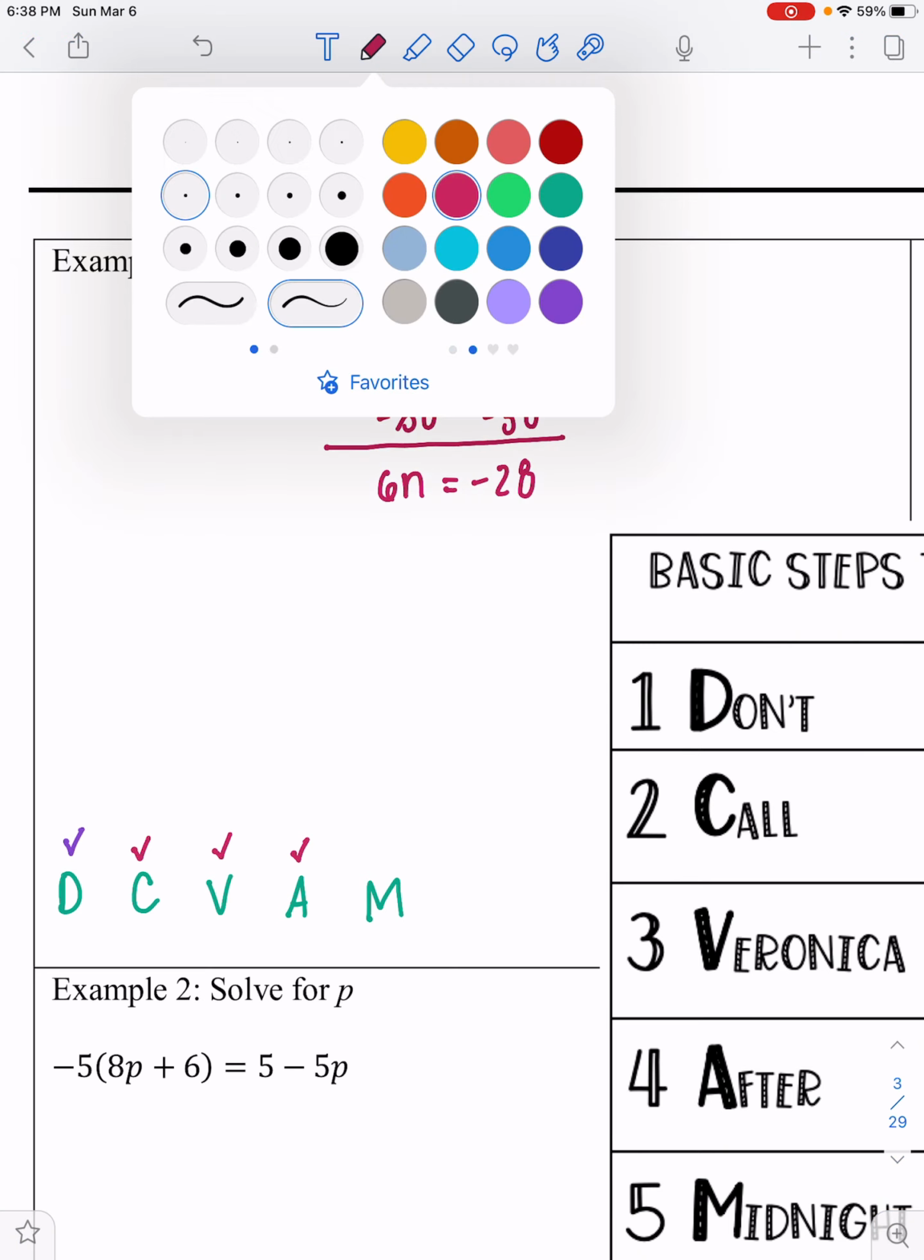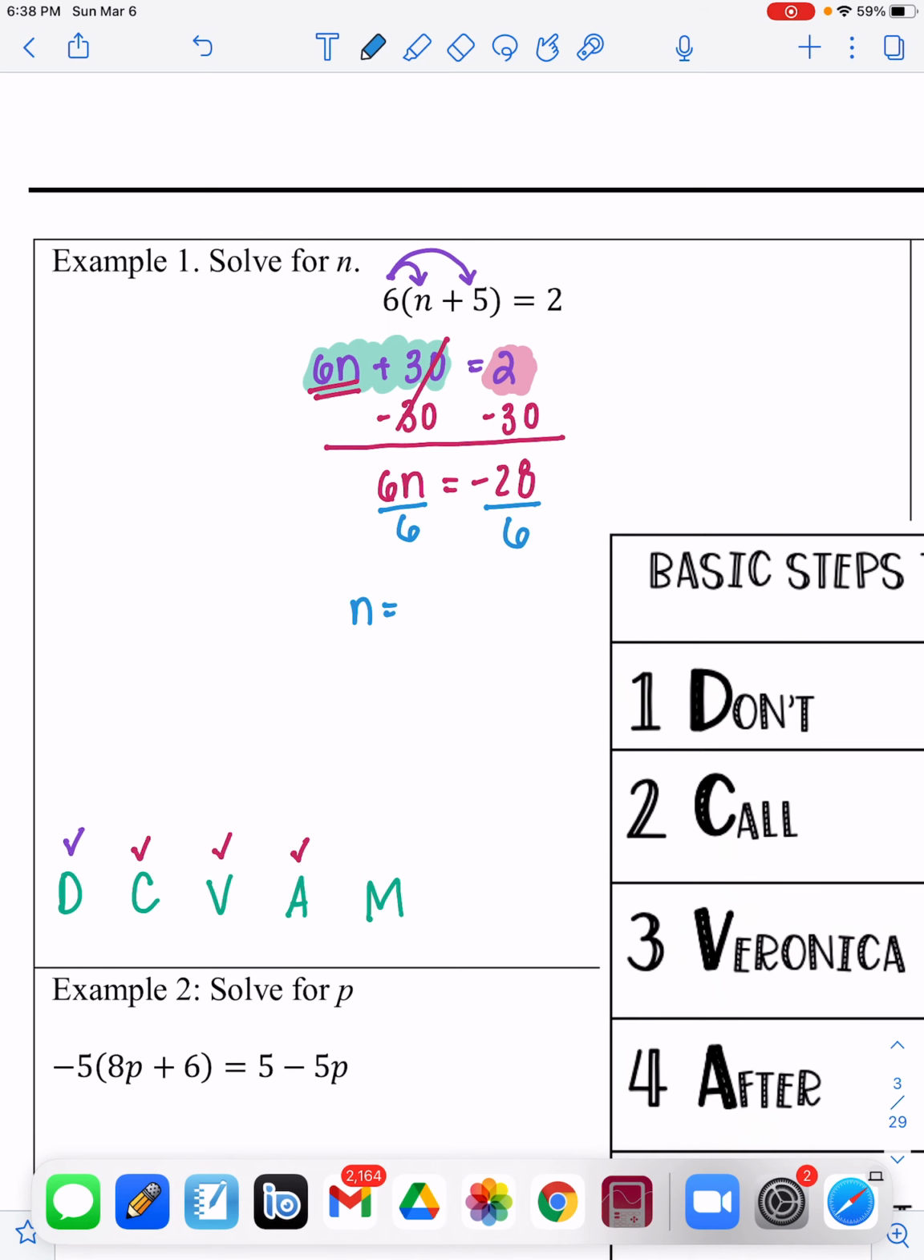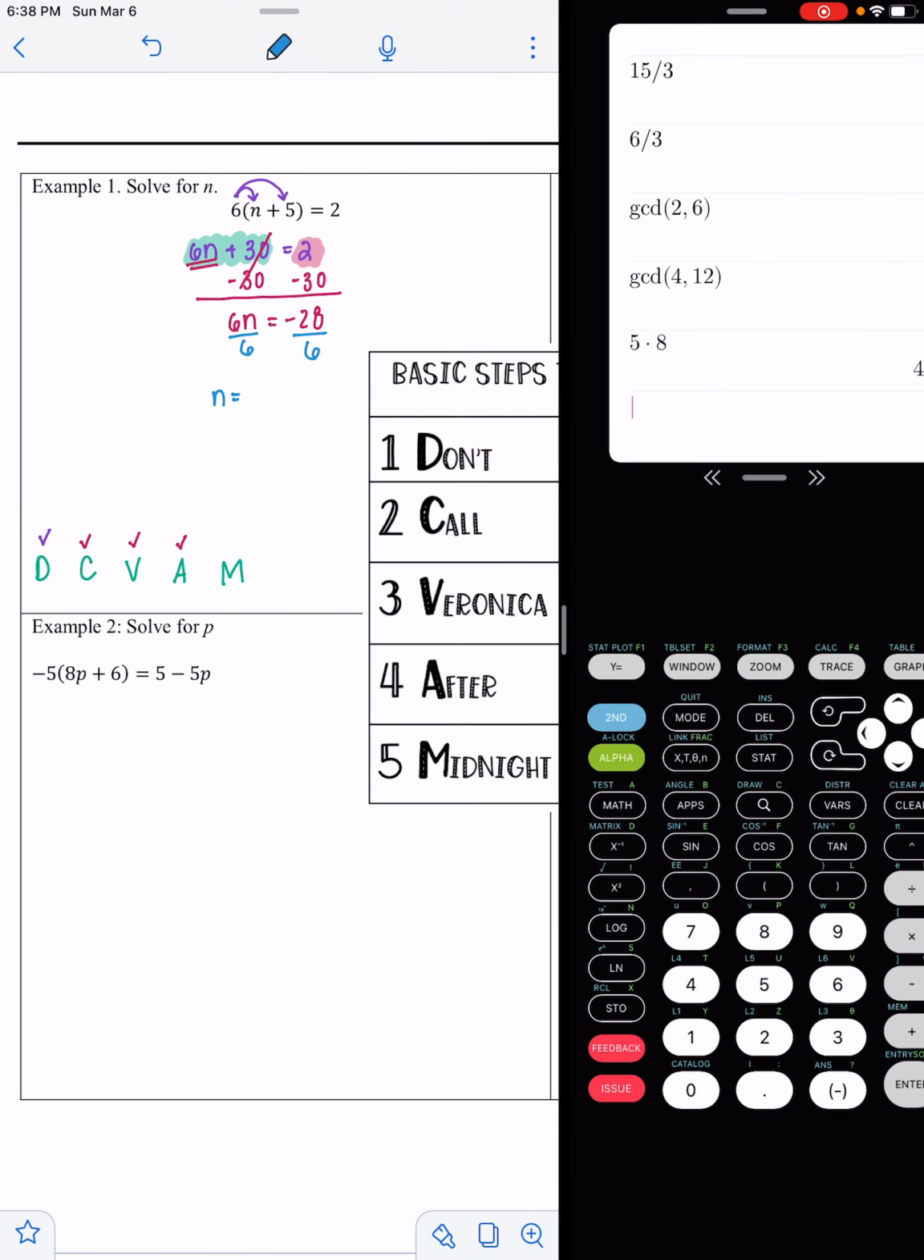And then last step is multiply or divide by our coefficient. In this case, that is the 6 that is keeping the n from being by itself. So n equals negative 28 divided by 6. Can't do that in my head. Let me pull out my calculator. Negative 28 divided by 6, and we get negative 4.6 repeating. That's okay.